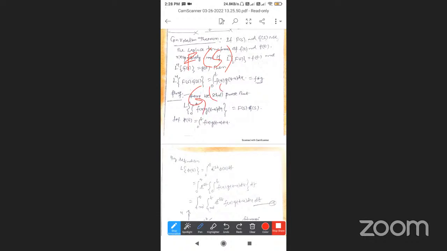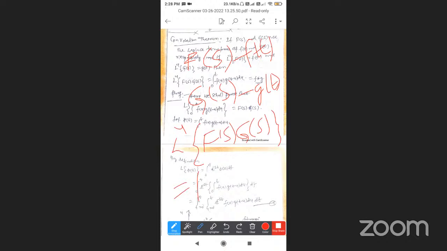Capital G of s is the Laplace transform of small g of t, and capital F of s is the Laplace transform of small f of t. Then, respectively, the inverse Laplace transform of F of s into G of s is equal to the integral from 0 to t of f of u into g of t minus u du.